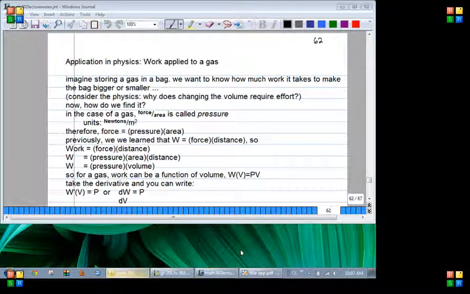Okay, so we're going to talk about work. We've talked about work before, but this is a specific application of work that functions just a tiny bit differently. So this is work applied to a gas.